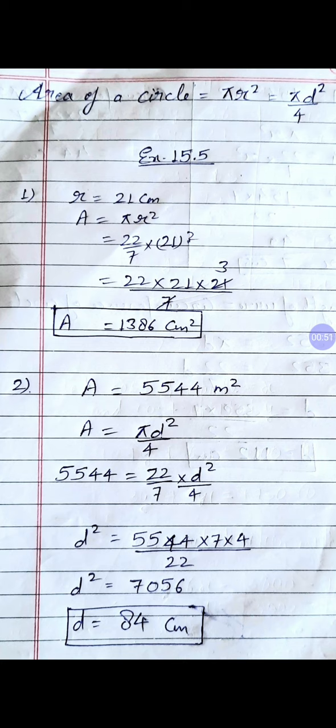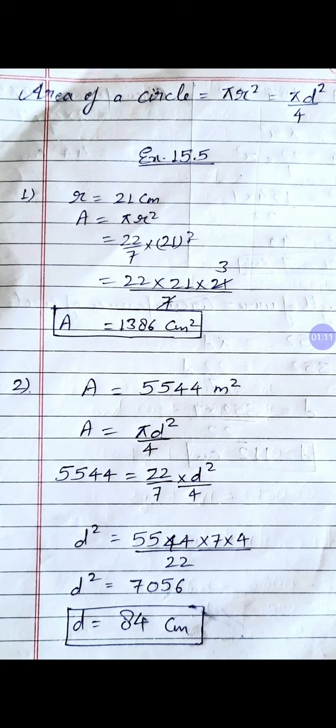The first question is, find the area of circles having the following radii. In the first question, the radius is given, that is r equal to 21 centimeter. We have the formula a equal to pi r square. We will put the value and solve it and we will get the solution. Now let's come to the second question.